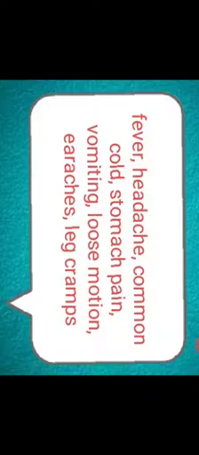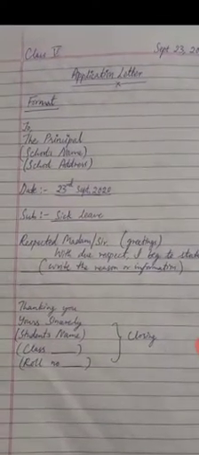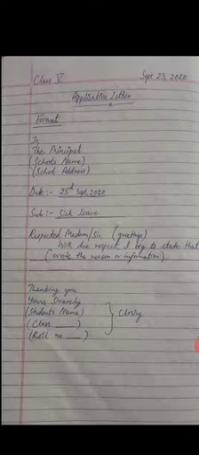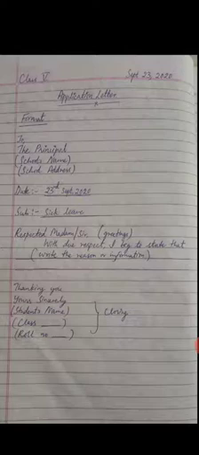Okay, so related with this, today we are going to learn how to write an application letter. We are going to learn the format of application writing first. Now you can see from the screen here, application letter, right? So the format means you have certain things to remember while writing the application letter.